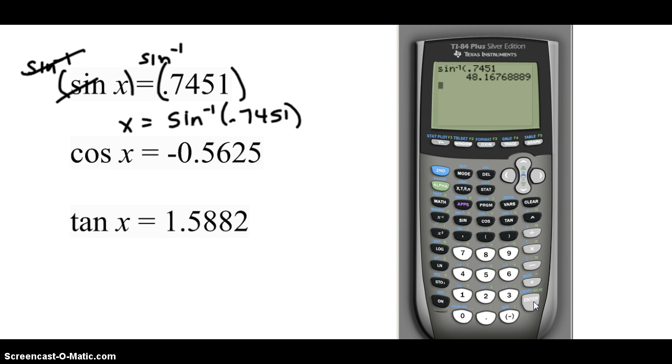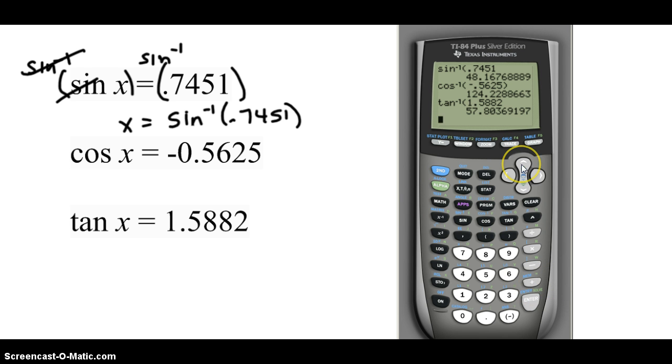Pause the video, try the next two on your calculator, make sure that we get the same result, and then hit play. So for number 2, we're going to do the inverse of the cosine of -0.5625, 124 degrees, and then the inverse tangent of 1.5882, and that's about 57.8 degrees.